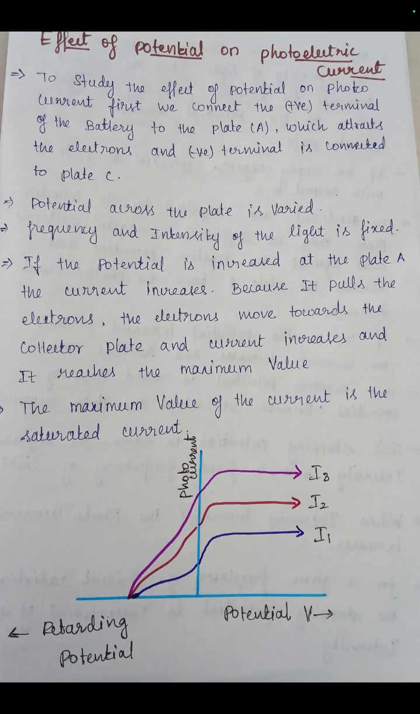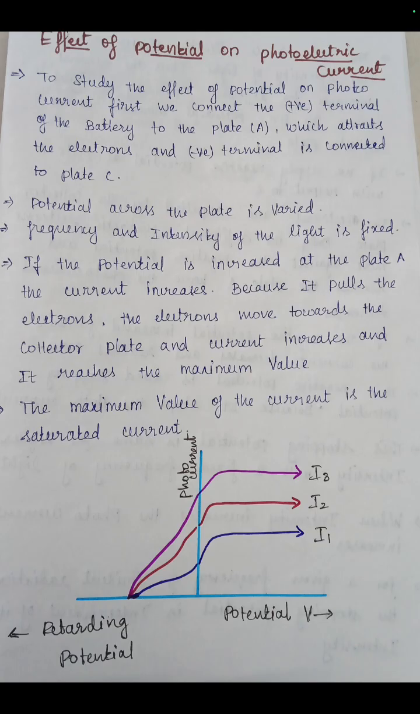Now what happens to the photocurrent when the potential across the emitter and the collector plate is varied? Means we are going to change the polarity of the emitter and the collector plate, and we are going to measure the photocurrent. To study the effect of potential on photocurrent, first we connect the positive terminal of the battery to the plate A. Plate A means collector plate. Collector plate attracts the photoelectrons and the negative terminal is connected to the plate C. Plate C, we know, is the emitter plate; it emits the photoelectrons when light is incident on it.